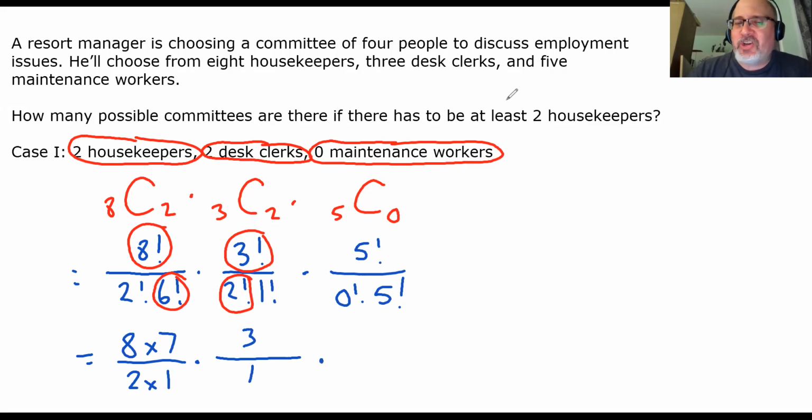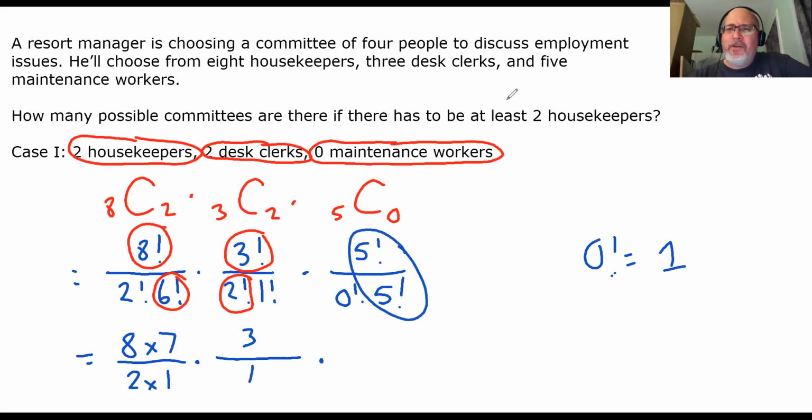What does this last fraction equal? Think about it. 0 factorial is equal to 1, so for all intents and purposes, it's ignorable here. And the rest of it is 5 factorial over itself. Well, anything divided by itself is 1. This one is going to equal 1.